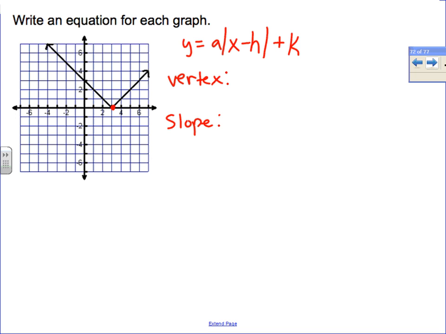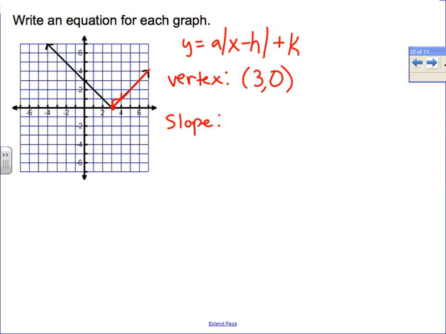Here's your vertex. Remember, it's the lowest or highest point of the absolute value function. So if you figure out that ordered pair, it's over 3, up 0. So our vertex is 3, 0. Now you need to find what the slope is. So if we go from the vertex and we look at the right-hand side, because that's always what a is. It's the same as whatever the right-hand side slope is.